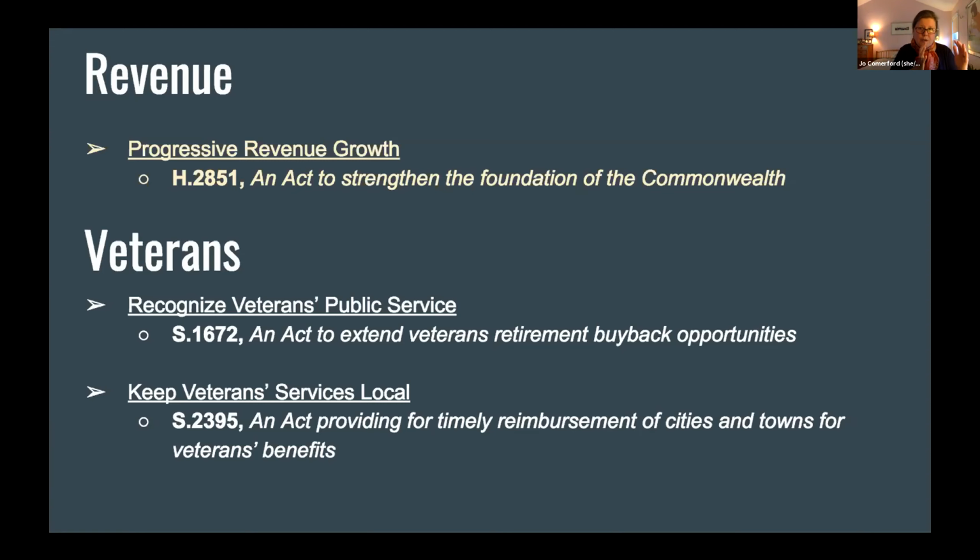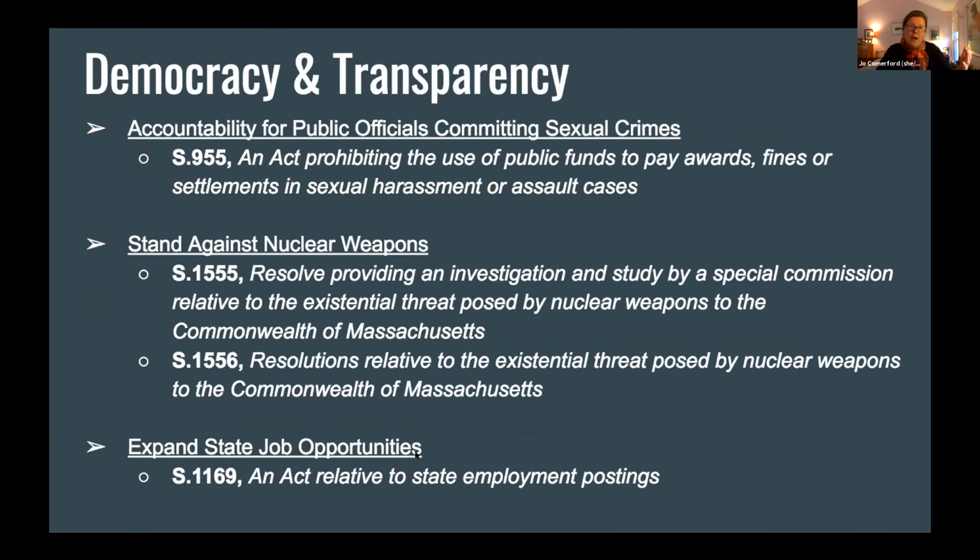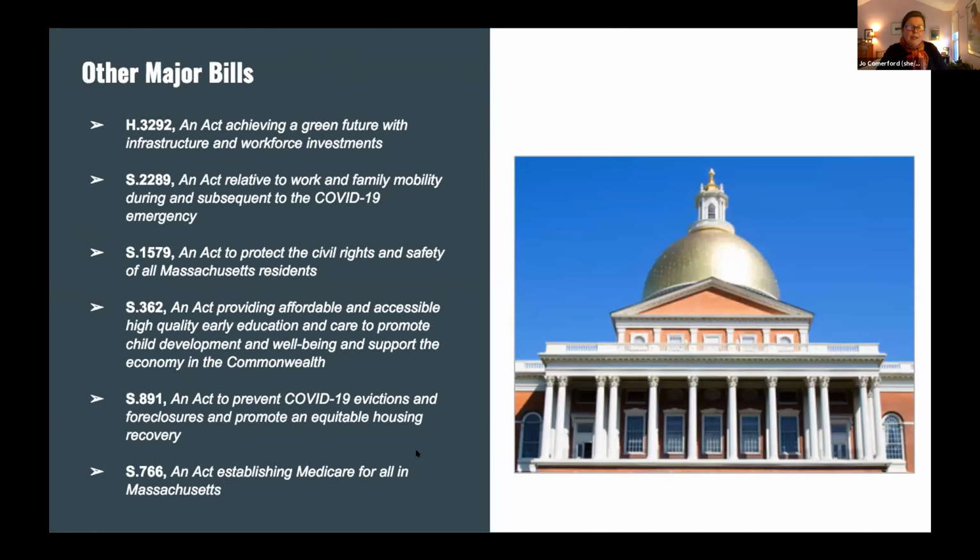And that's one part of the service and what we owe people, but we also owe the Veterans Services officers. We owe their work to be strengthened, and we owe the ability of the state to recognize and extend retirement benefits buyback options for people coming back into communities and working in public service. So those are those two bills. And then we have other bills in the democracy and transparency category that, just for time, I'm not going to go into in great depth.